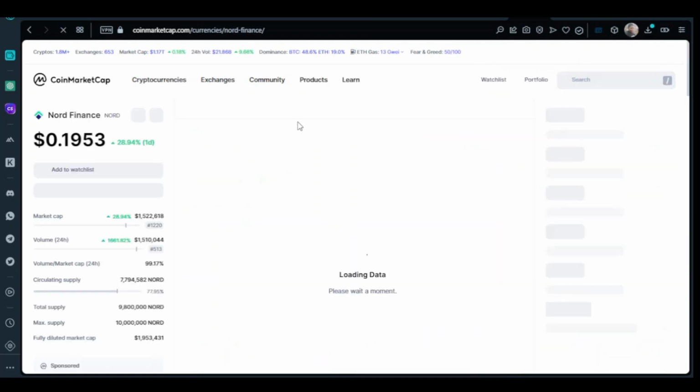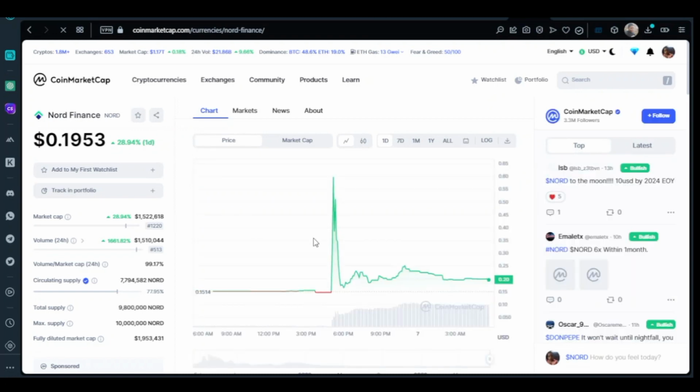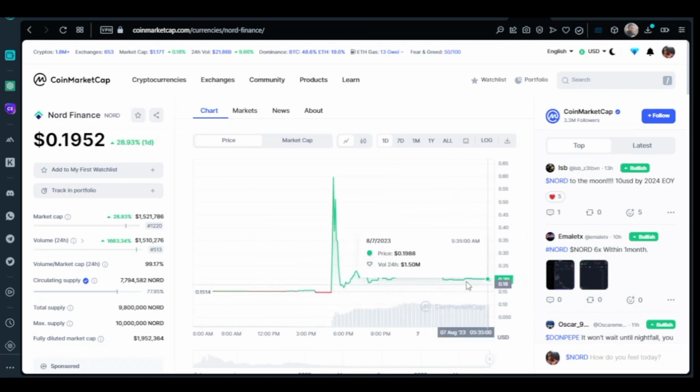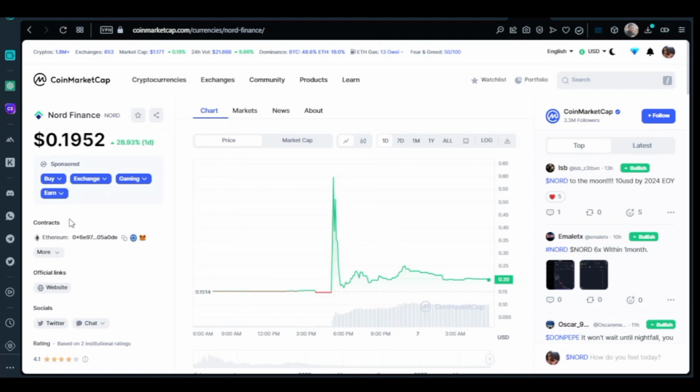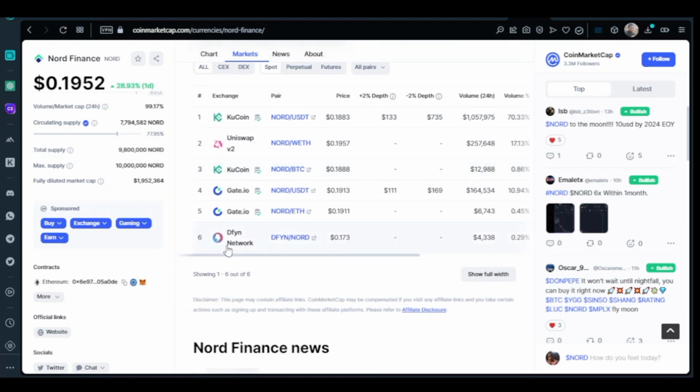So as you can see, Node Finance has pumped and then dumped, and now it's just going like that. The trading value of this Node Finance is up to $0.1952. As you can see, it has been listed on Gate.io on USDT and Ethereum, and also listed on KuCoin USDT and KuCoin BTC, and also listed on DeFi network and Uniswap. It's an Ethereum network token.